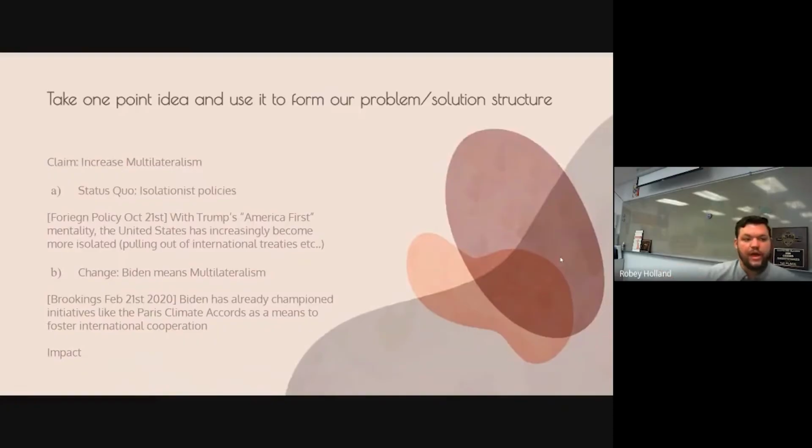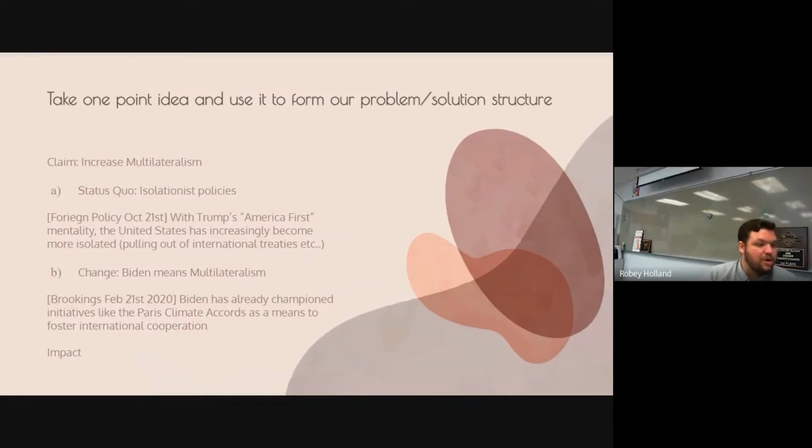Well, let's go ahead and take the idea of problem solution structure and then put this into an area of analysis about this specific question. So our claim, our central thesis of our argument here, and our point one might be that the election of Joe Biden would increase multilateralism. So then for subpoint A, which is going to be our status quo, we would talk about in the status quo, which was, of course, October of 2020 under a Trump presidency, that we were experiencing isolationist policies, right?